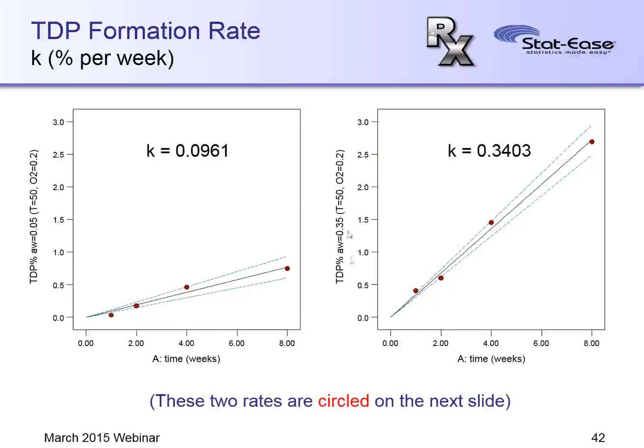Okay, on the other hand, under water activity of 0.35, temperature of 50, and oxygen of 0.2, we see that the degradation here is much higher. The slope here is much higher, and approximately 0.35% of the drug will degrade each week under these conditions. These Ks are actually what the responses will be when we fit the model. So recall, it's the rate of degradation that we're trying to predict, and that can only be done if we observe the degradation over a few time points.